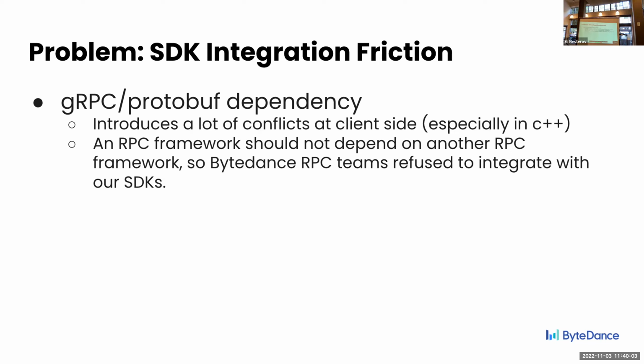It's customized for the Bytedance environment because we have our own traffic redirection mechanism or load balancing mechanism. So we have our own RPC framework. But the RPC team refused to integrate with our SDK because gRPC itself is an RPC, right? It's not logical to ask one RPC to depend on another RPC. So they say, if you have a gRPC API, we cannot integrate with you.